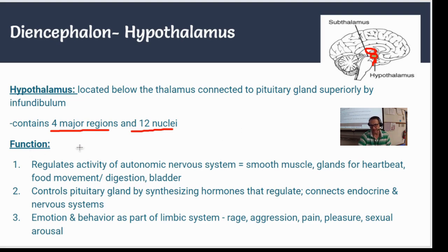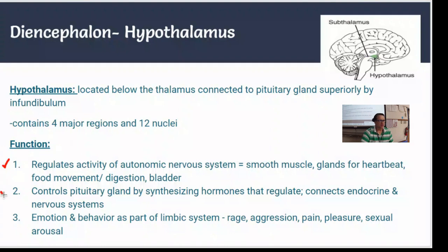All right, the functions. It's got six basic functions. Number one, regulates activity of the autonomic nervous system, so smooth muscle, glands for heartbeat, food movement through your gastrointestinal tract, digestion in your urinary bladder. It also controls the pituitary gland, the master gland. So that's what connects the endocrine, that's your hormones, and the nervous system, brain and spinal cord.